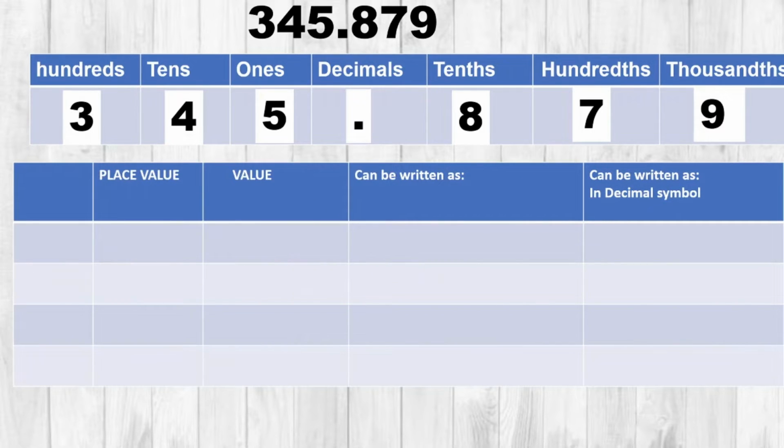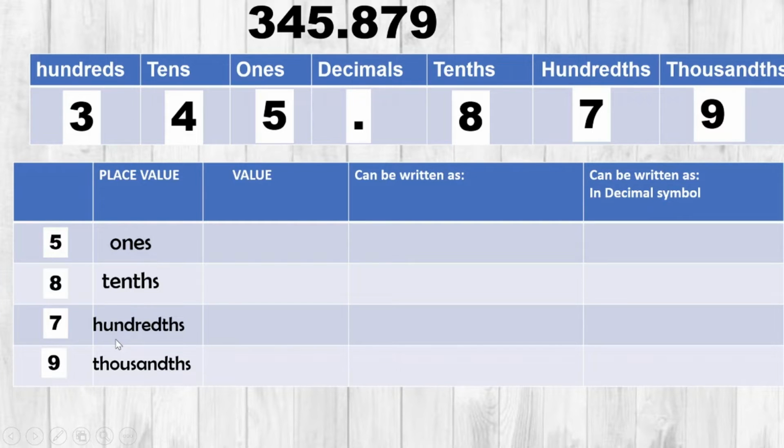Okay, again, meron tayo ditong another table. Kukunin natin yung place value, kung paano natin sinusulat at yung decimal symbol ng kada number, itong 3, or itong 5, 8, 7, 9. Okay, so place value niya again, ayan lang. Yung place value ng 5 is ones, right? Ang 8, anong place value? Tenths, 7, hundredths, and thousandths is 9. So, yan yung tinatawag nating place value.